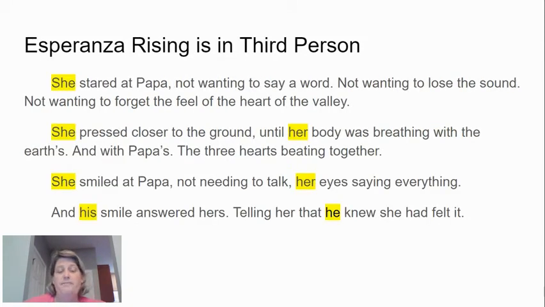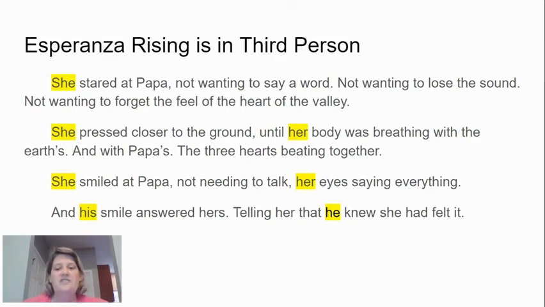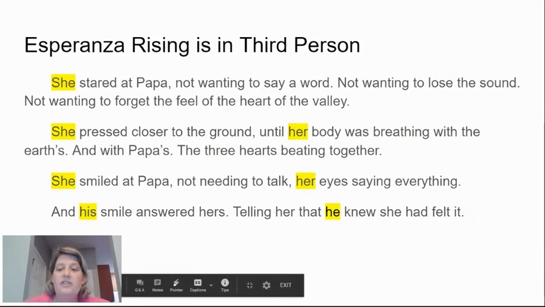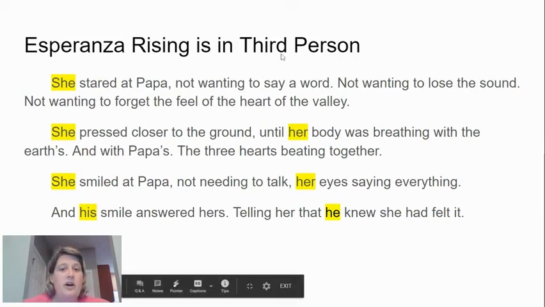Esperanza Rising is in third person. Let's look at a part of this story. It says, "She stared at Papa, not wanting to say a word, not wanting to lose the sound, not wanting to forget the feel of the heart of the valley. She pressed closer to the ground until her body was breathing with the earth's and with Papa's, the three hearts beating together. She smiled at Papa, not needing to talk, her eyes saying everything, and his smile answered hers, telling her that she had felt, telling her that he knew she had felt it." You see, the author is telling this story as if he is watching Esperanza and Esperanza's father laying in the field. That's how we know that this is third person.